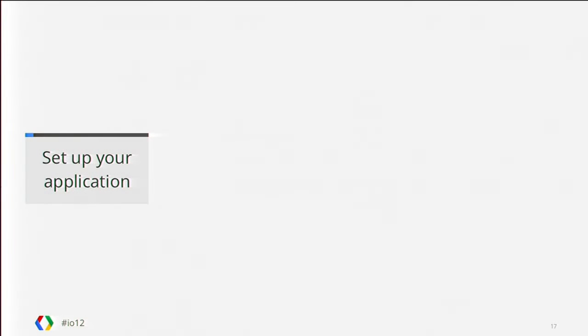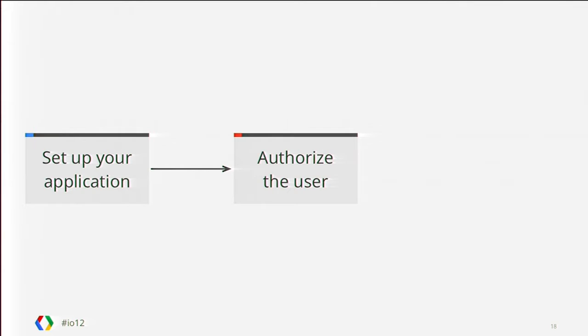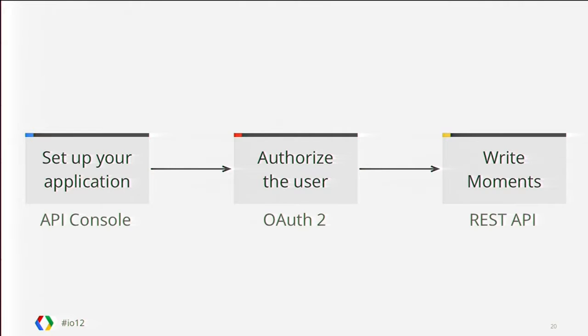Let's review the overall process, right? First you set up your application, and to do that, you use the API console. Next, you authorize the user using OAuth 2, and third, you write moments. These are all technologies that you're likely already familiar with, and let me just sort of get a survey there.